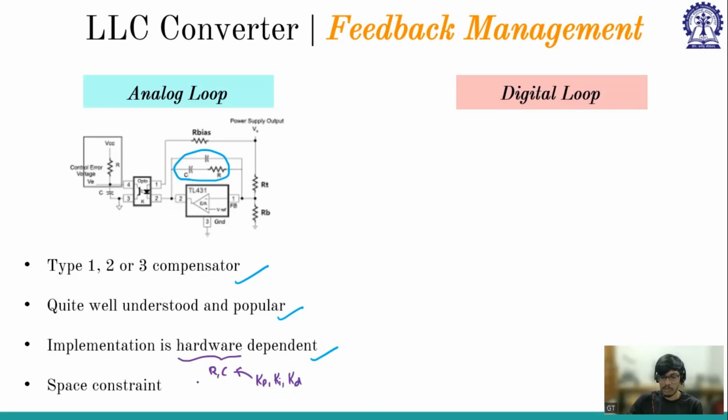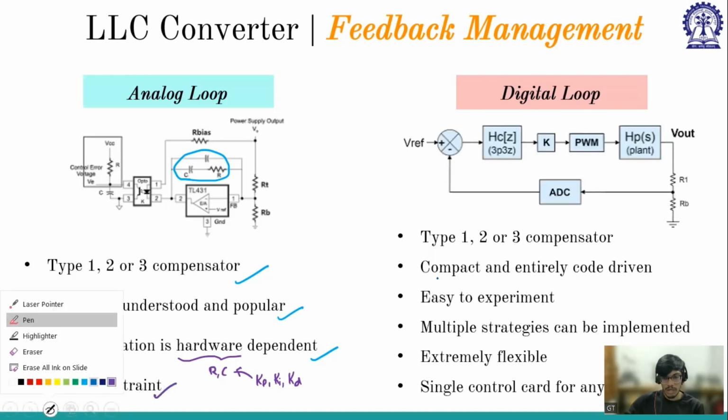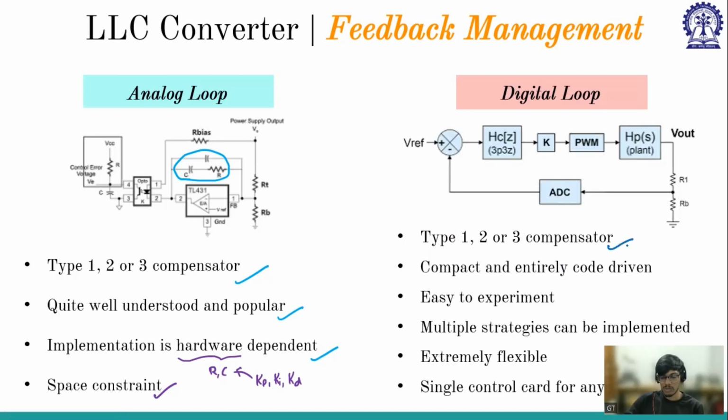All these things would be difficult because our hardware is there, the entire converter. And if you want to mount, again we have to remove the component and mount the other component, which is again a bit difficult and time taking, as well as not highly recommended to mount, demount. And also one is the space constraint. Whereas in the case of the digital loop, this microcontroller, again you can implement type 1, 2, 3 compensator in that STM microcontroller. Also, it is compact and entirely code driven.